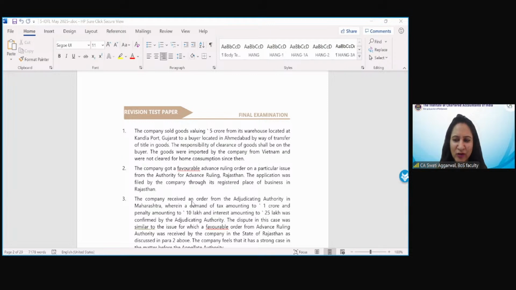So second number part of information which is given to us is the company got a favorable advance ruling order on a particular issue from the Authority for Advance Ruling, Rajasthan. Application was filed by the company whose registered place of business is in Rajasthan. Advance ruling provisions, I hope everybody is aware, they are quite easy also.